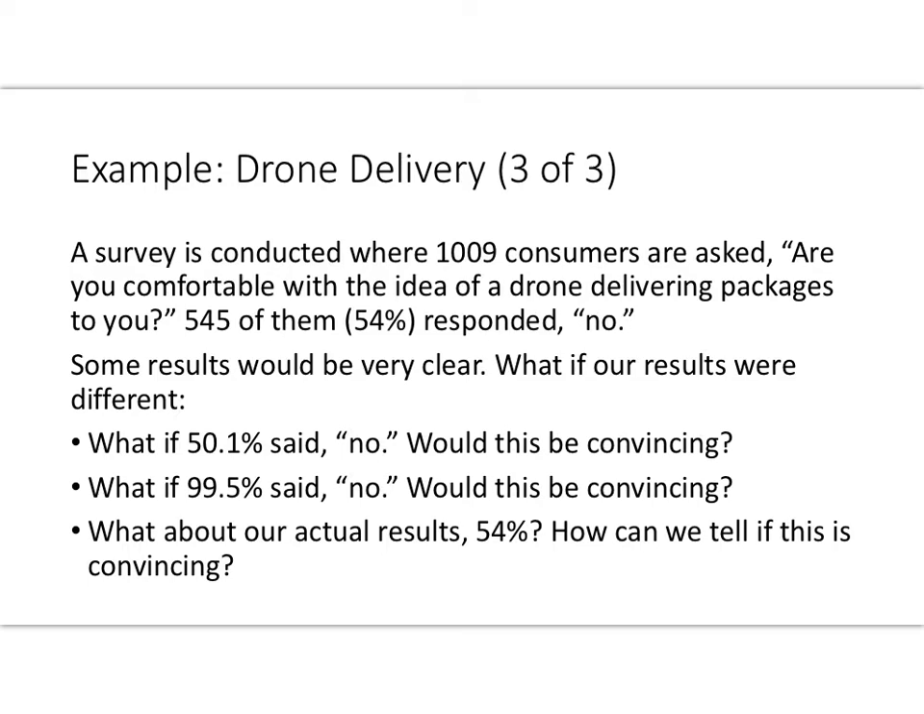So some test results would be very clear, like if 50.1% said no, we would say that's not really convincing because it's just a little bit more than 50%. But if we had something like 99.5% said no, we would say yes, that is convincing because almost everyone said no. But our actual result is 54%. So how can we tell if this is convincing? To do this, we would need to do a hypothesis test.